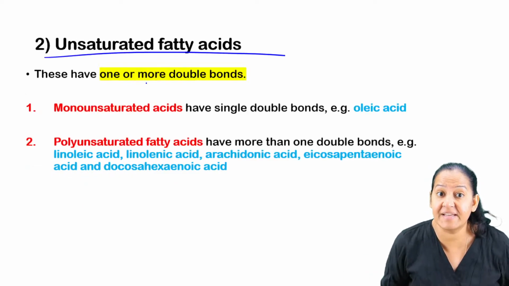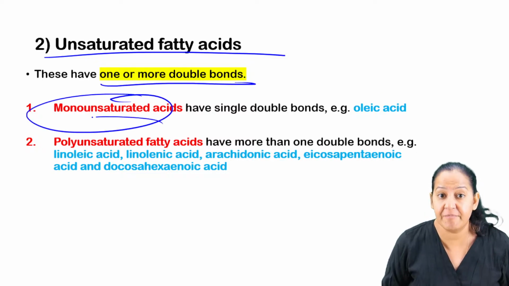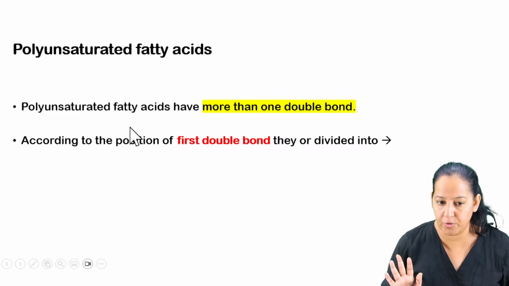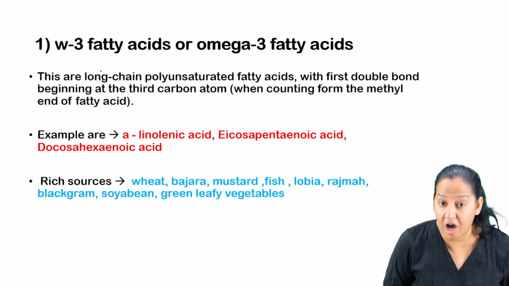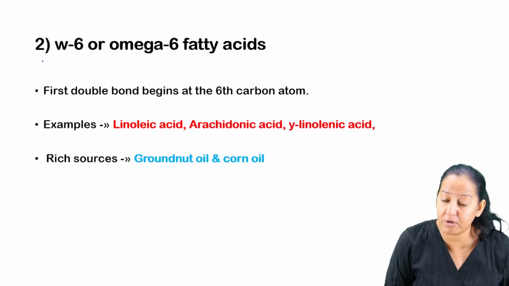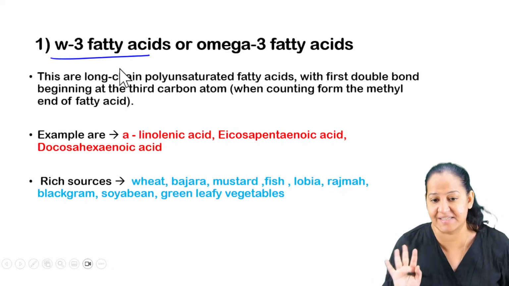The unsaturated fatty acids have double bonds, they have 1 or more. If they have 1 double bond, it's MUFA. If they have multiple double bonds, it's PUFA. PUFA are good. PUFA have more than 1 double bond, but where is the first bond? The first bond is on carbon 3, it's omega 3. The first bond is at carbon 6, it's omega 6. And the first bond is at carbon 9, omega 9. Omega 3 and 6 are important.